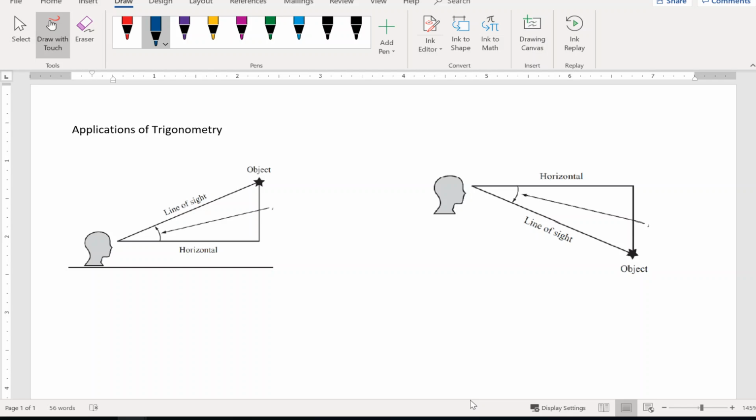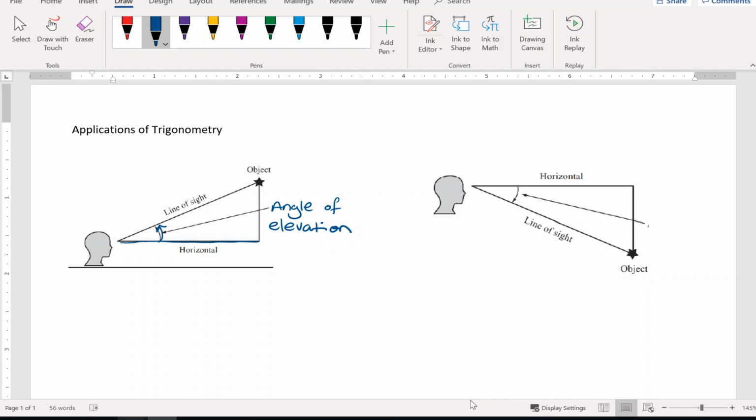There are two angles that you need to think about when looking at the applications of trigonometry. The first angle is called the angle of elevation. So from your line of sight along the horizontal, if an angle goes up from the horizontal, that is called the angle of elevation. So think of elevate meaning going up.